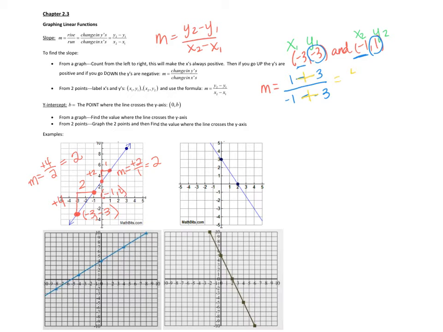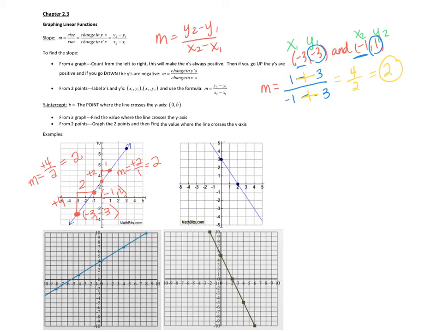So I take 3 plus 1, I get 4. 3 minus 1 is going to be 2. So in the end, I see the slope is again 2. So it doesn't matter if I'm using points actually on the graph or if I'm using the numbers of the points and using my formula.